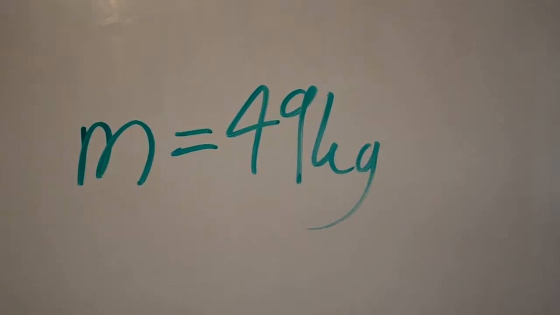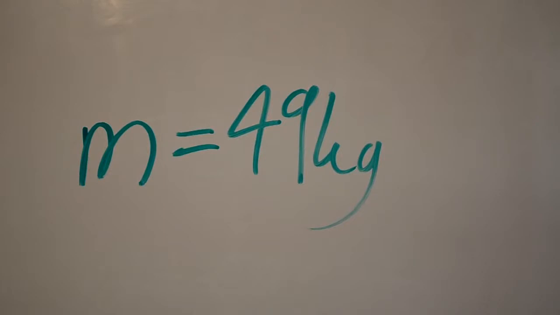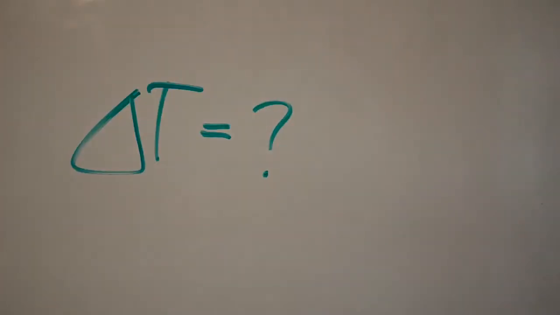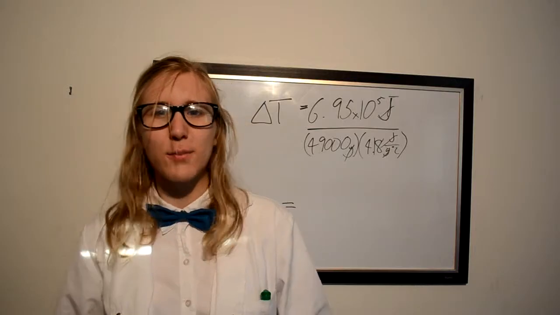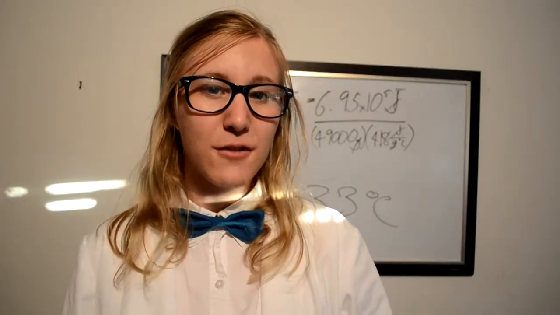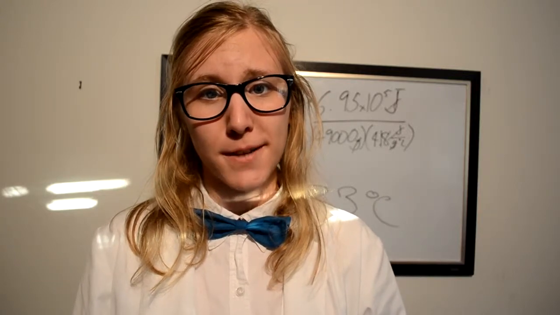And to keep it simple, I'm only going to consider the change in temperature of the water. We know all the variables except for delta T, so we isolate and solve. And we get 3.3 degrees Celsius. That doesn't sound like a lot because that's the change in temperature. The average body temperature is 37 degrees Celsius. An internal body temperature of 40.3 degrees Celsius is considered hyperpyrexia. In other words, a high-grade fever requiring immediate medical attention.